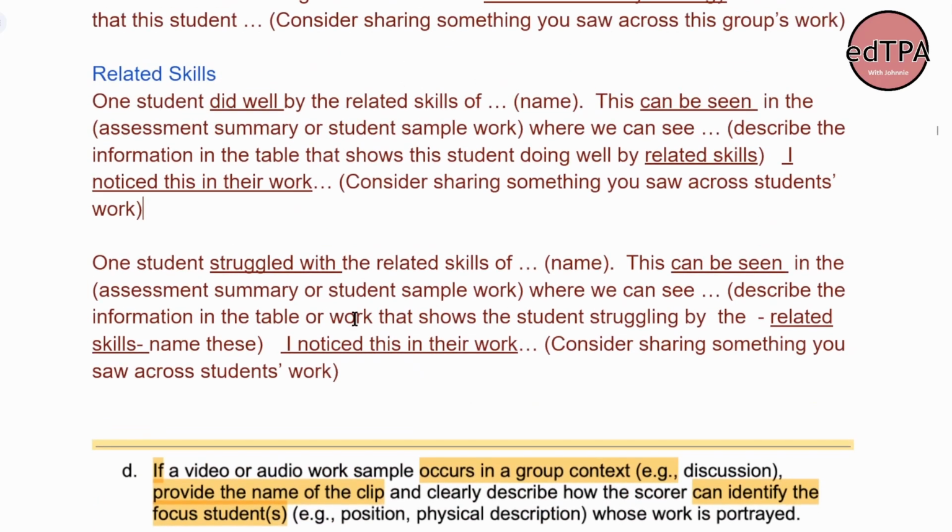And to continue for the other part of it with related skills. One student struggled with the related skills of, name. This can be seen in the assessment summary or student sample work, where we can see, giving evidence. Describe the information in the table or the work that shows the student struggling by the related skills of, and then name these. I noticed this in their work. Consider sharing something you saw across students' work.